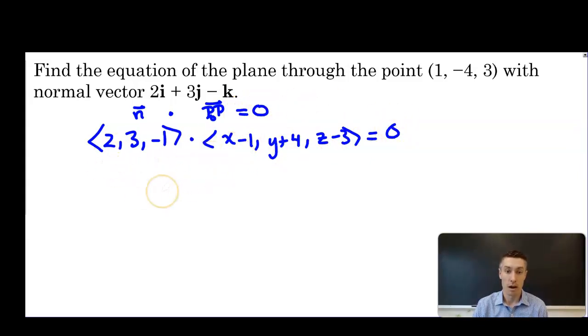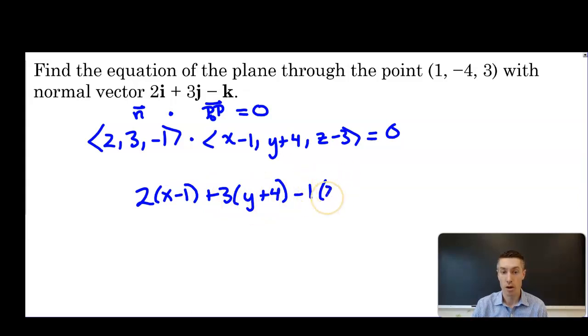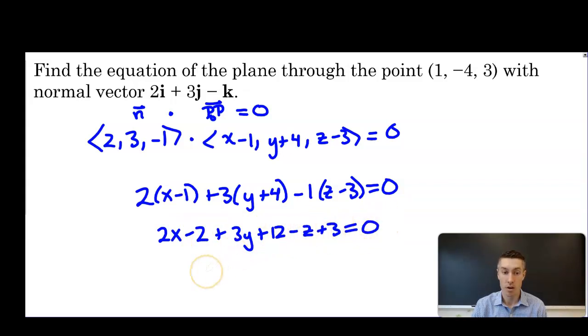So doing the dot product out, we have 2 times x minus 1 plus 3 times y plus 4 minus 1 times z minus 3 equals 0. So 2x minus 2 plus 3y plus 12 minus z plus 3 equals 0. 2x plus 3y minus z equals negative 13. And there is our equation of the plane with a normal vector of 2i plus 3j minus k through the point 1, negative 4, 3.